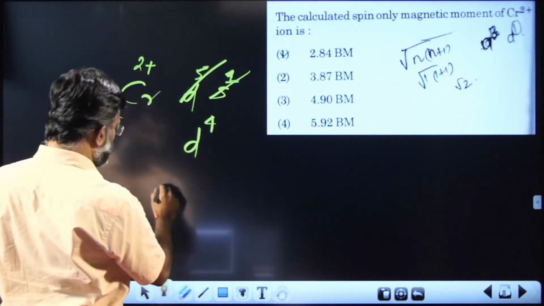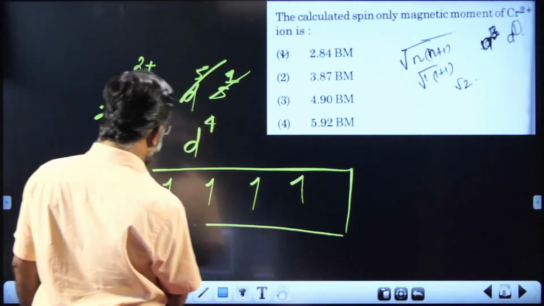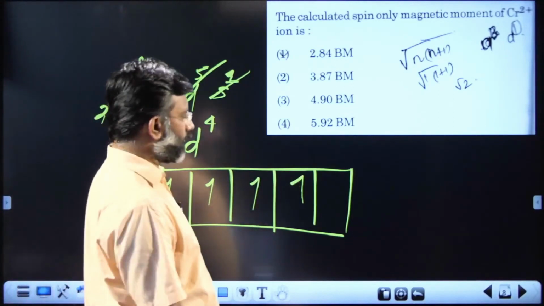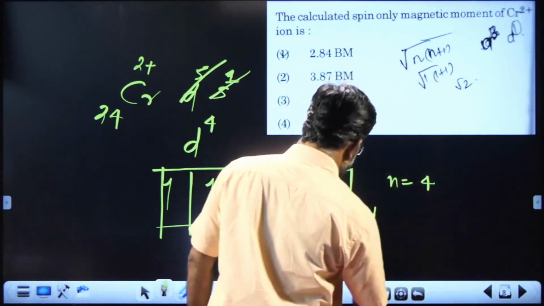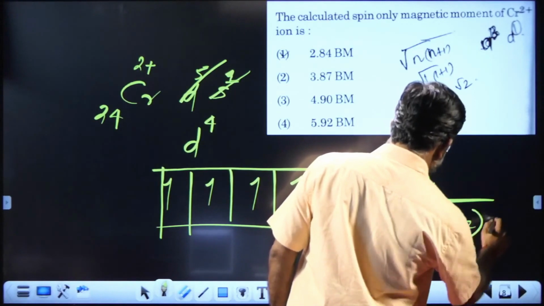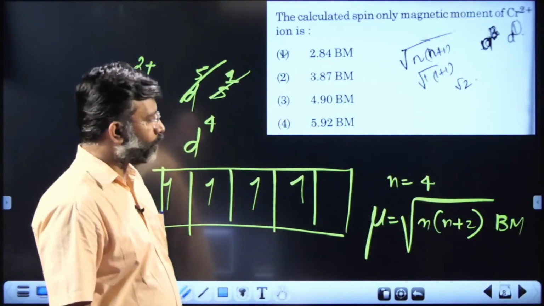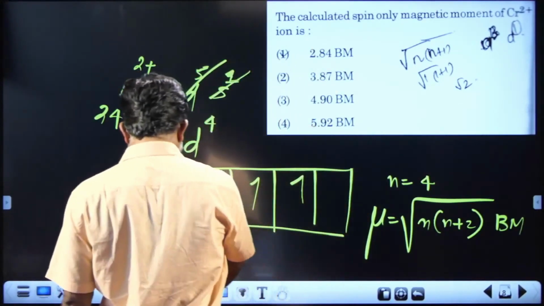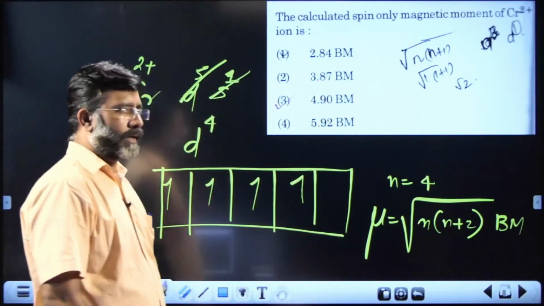D4 system will be 1, 2, 3, 4. This is d4 system in the d orbital, 4 unpaired electrons are available. So unpaired electrons n equal to 4 and thereby mu is equal to root of n into n plus 2 Bohr magneton. So it is 4 into 4 plus 2. Ultimately, the value will be the third choice, 4.9 Bohr magneton.